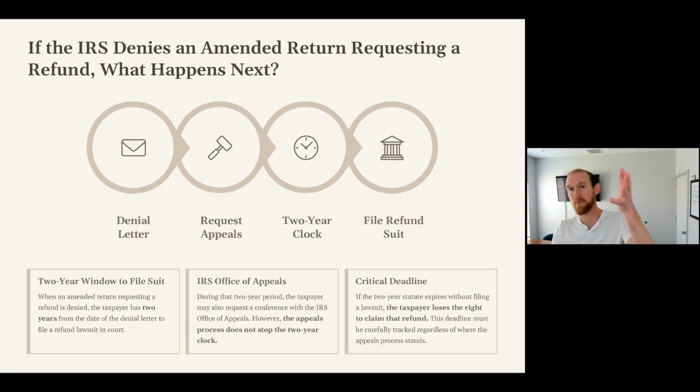But the timeline that you have is once you get the denial, which could take a year or more, then you have 2 years. You can request the appeal immediately, but if they don't get to you, you need to get that extension of time. Otherwise, you have to take it to tax court, or you lose your ability to get that refund.